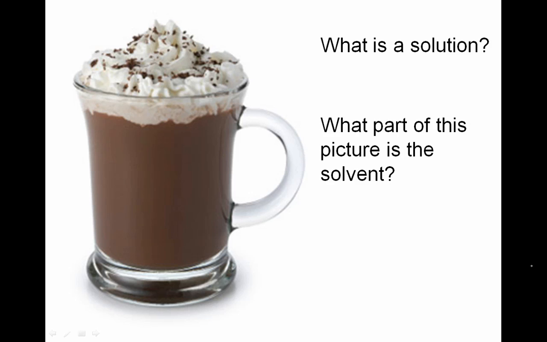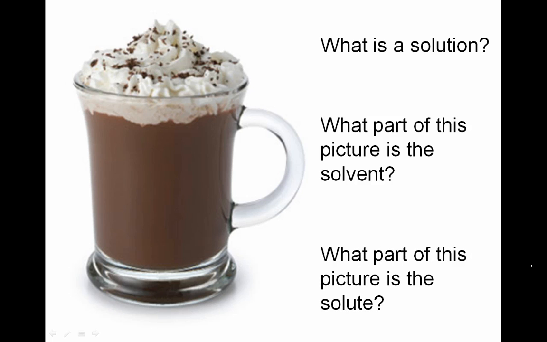So what part of this picture is the solvent? And what part of this picture is the solute? So if we were to describe this, the solvent is the part of the solution that is present in the largest amount. First of all, the solution is really only this part here. So the solvent would be whatever component is present in the greatest amount. And in this case, if this is hot chocolate, what do you think that is? Is it chocolate? I wish. But in this case, it would be your water.